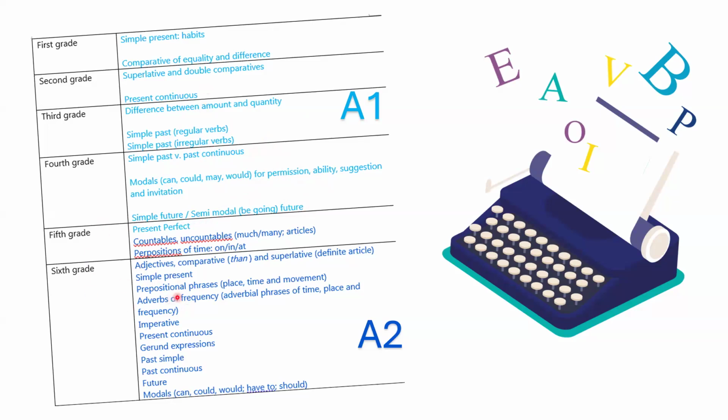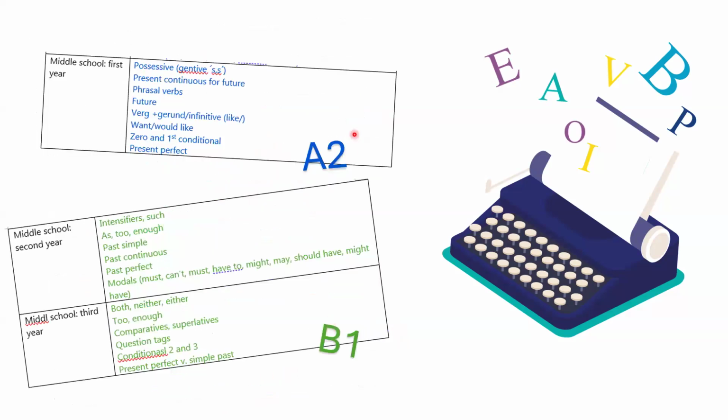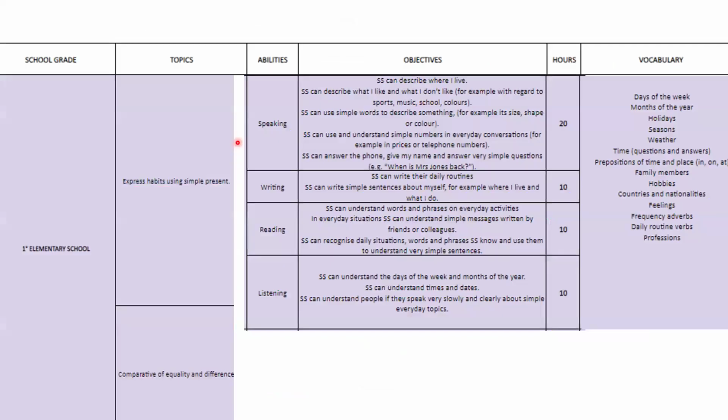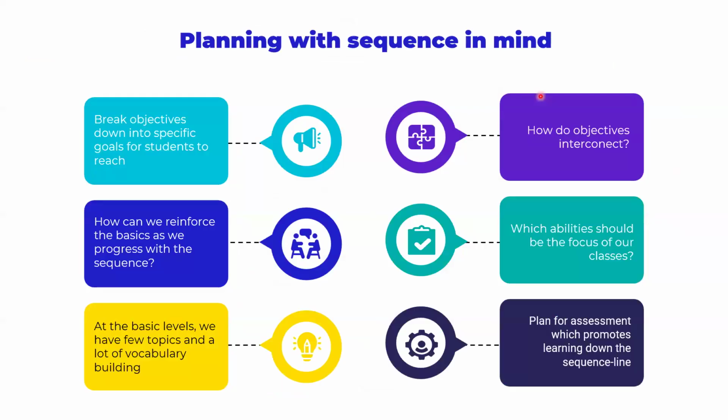So fifth and sixth grade would start focusing on an A2 level, as well as the first year of middle school. And then the second and third years of middle school would focus on a B1 level, right? So this is a good way to look at your scope. This is all you're going to cover. So now break it down. Now make smaller objectives. And once you have the objectives, you have the vocabulary that you're going to use for those objectives well defined, then you can start planning with your sequence in mind.